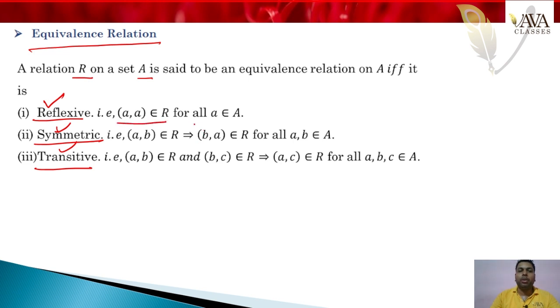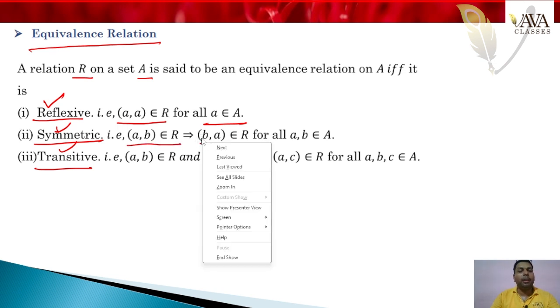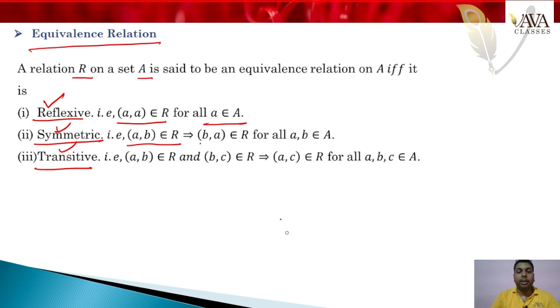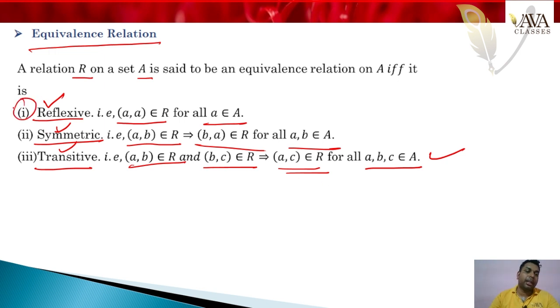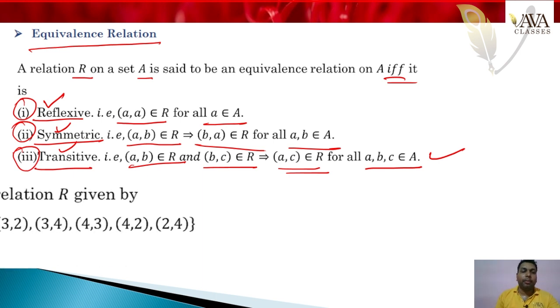Reflexive, that is (a, a) belongs to R for all a belongs to A. Symmetric, that is (a, b) belongs to R implies (b, a) belongs to R for all a, b belongs to A. Transitive, that is (a, b) belongs to R and (b, c) belongs to R implies (a, c) belongs to R for all a, b, c belongs to A. So it is reflexive, symmetric, and transitive. Okay. So a relation on set A is said to be an equivalence relation if it is reflexive, symmetric, and transitive.